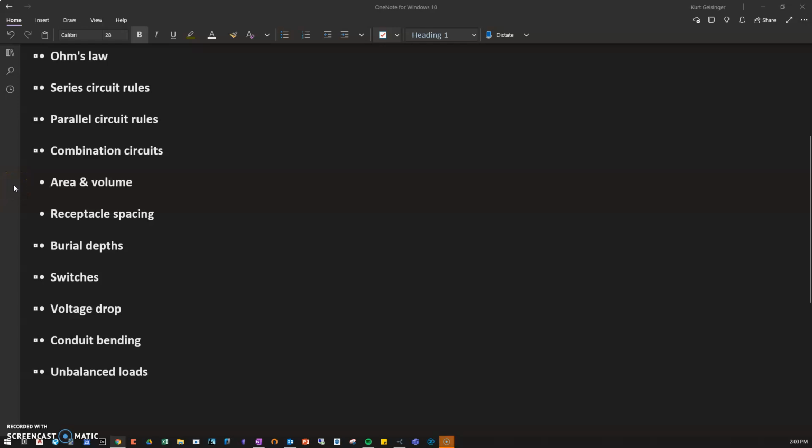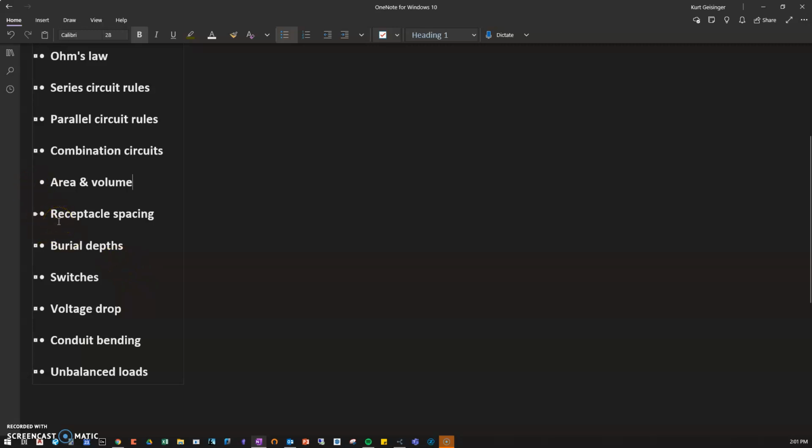Okay, not a ton left to do. It starts to lighten up just a little bit here. But next to that, we got to talk about area and volume. I'm not actually going to review anything there. I just want to remind you guys that is fair game and it will show up on the test. So review your area and volume formulas and calculations.